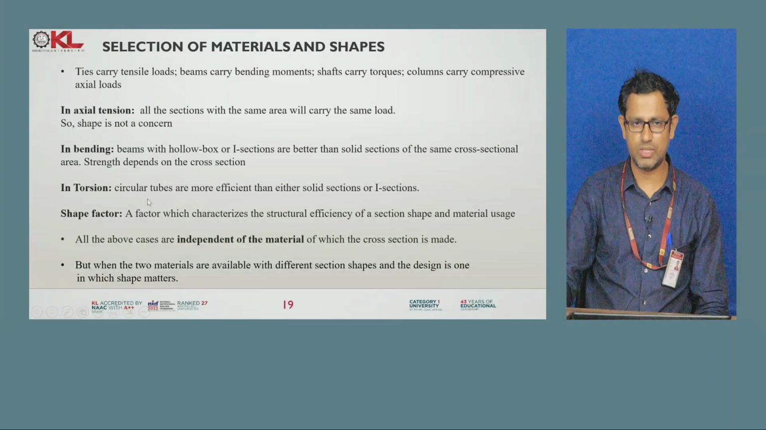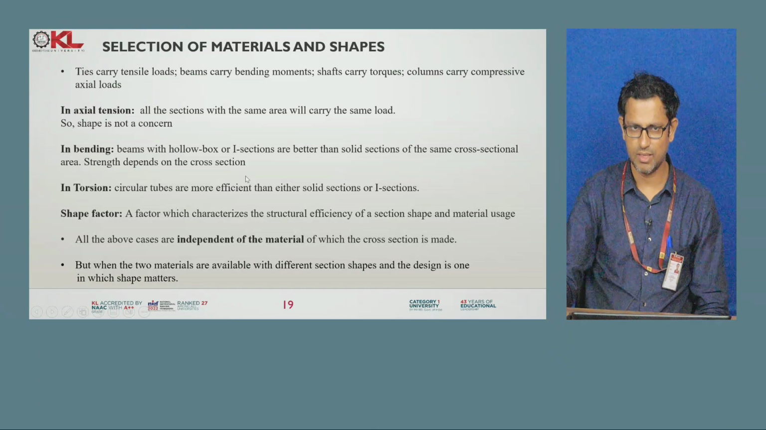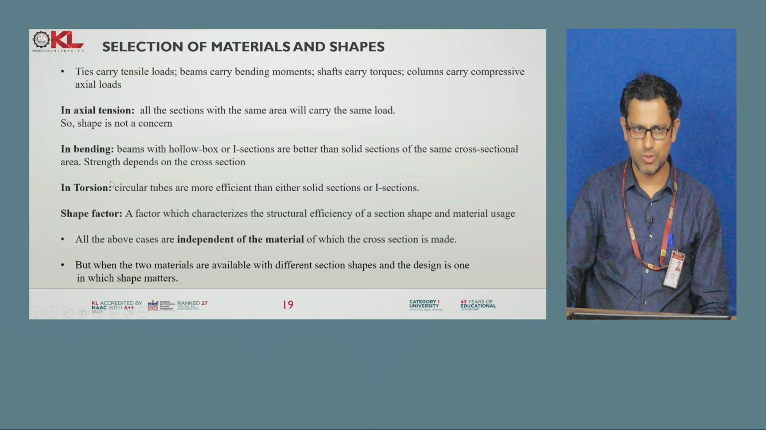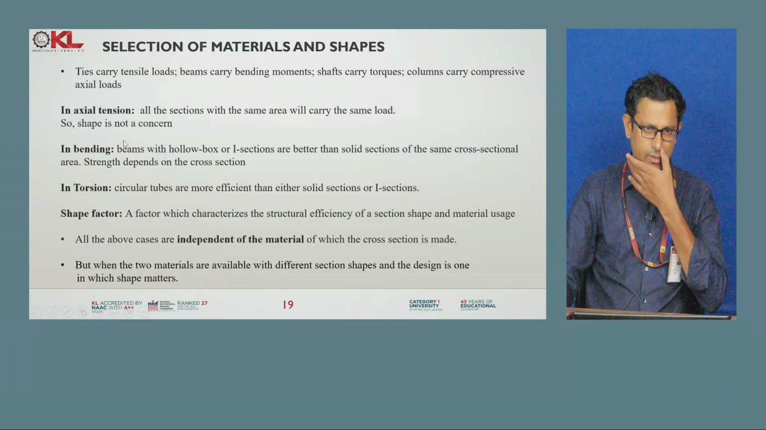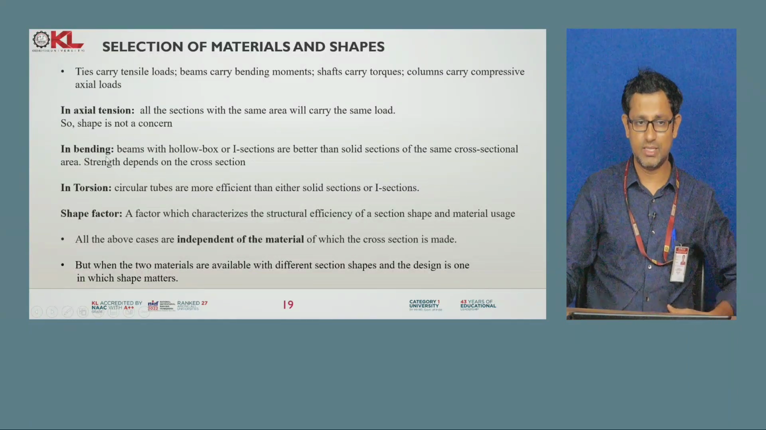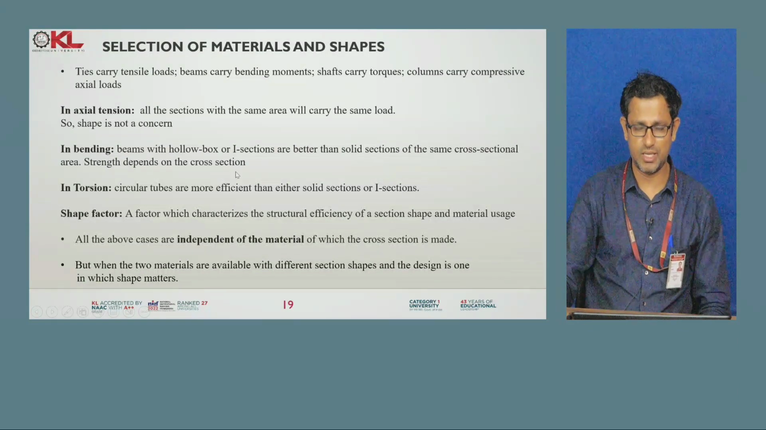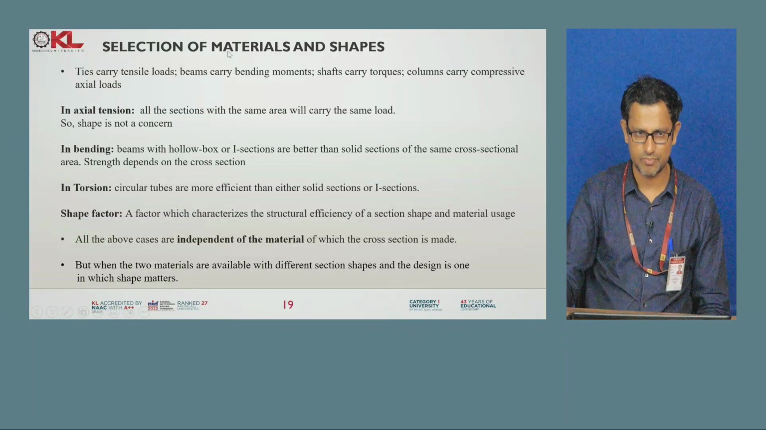Now let's consider the torsion. Circular tubes are more efficient than either solid sections or I sections. So here also the cross section matters while choosing the material. In axial tension, shape is not a concern, whereas in bending as well as torsion, the shape or the cross section matters while selecting the material.